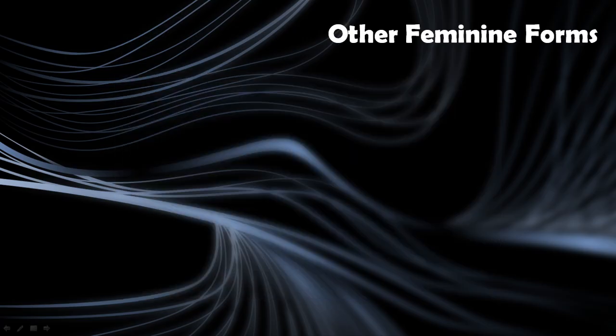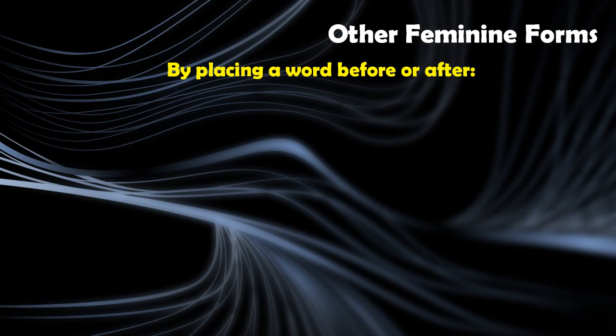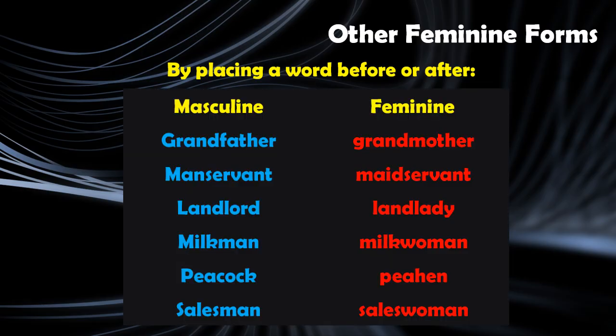Now let's explore another common method for forming the feminine gender by placing a different word before or after the common part of a compound noun. This happens when we have a compound word, a noun made of two parts, and we change one of those parts to indicate gender. Look at the examples on your screen.